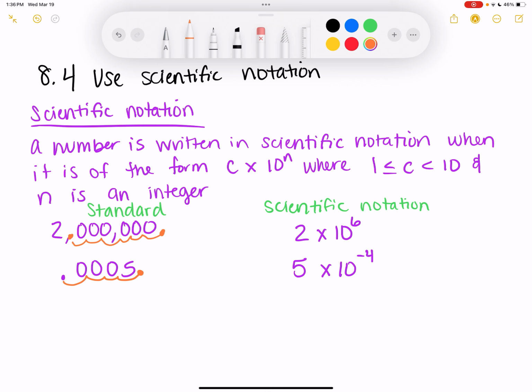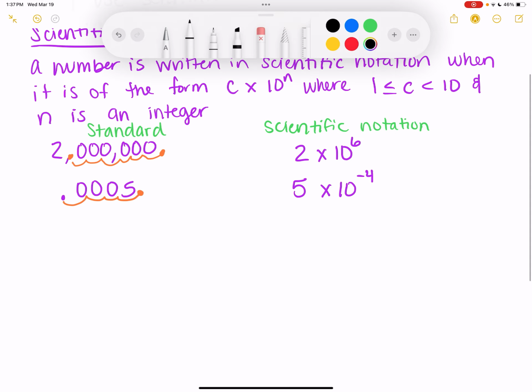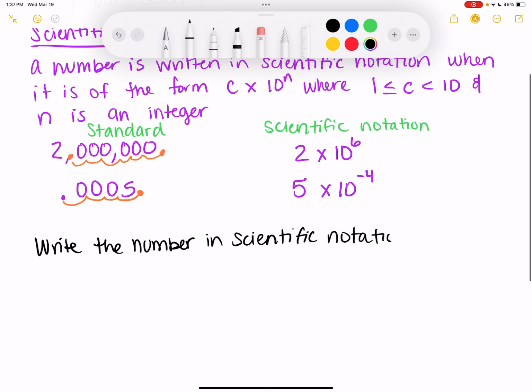So, jumping right in, the first step that they want us to do is simply to write the numbers in scientific notation. There's obviously more we'll do with these things as well, but we need to know how to write it first before we can do anything else.